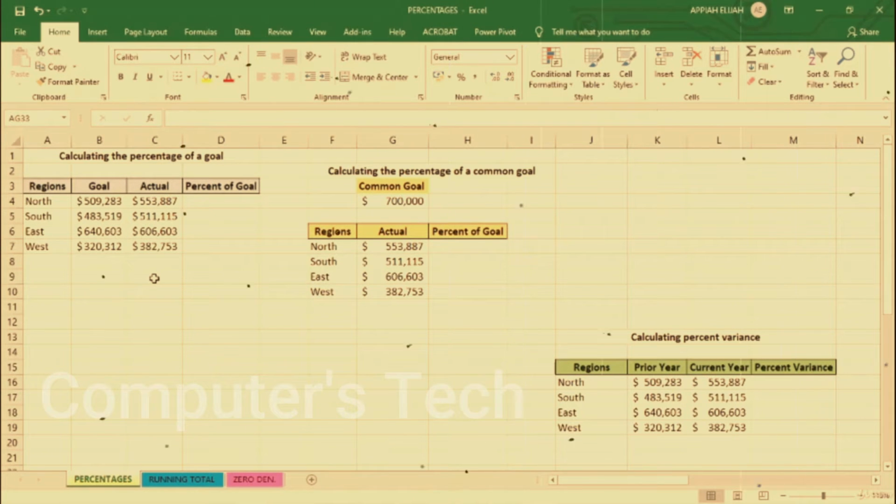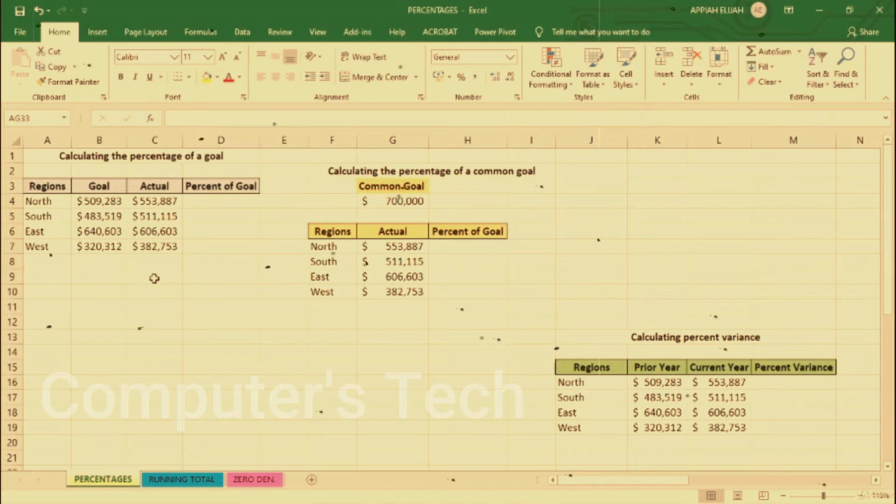When you are asked to calculate a percent of goal, it means you are required to compare the actual performance against the stated goal. And so you simply divide the actual by the goal, and it gives you a percentage value that represents how much of the goal has been achieved. For example, if your goal is to sell 100 products and you sell 80 of the products, your percent of this goal is 80%. That is 80 divided by 100.